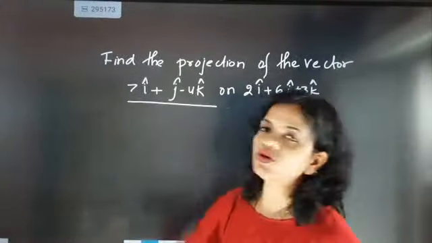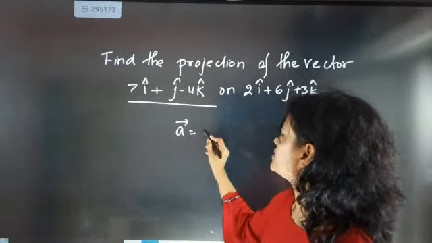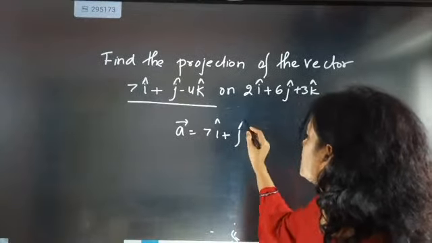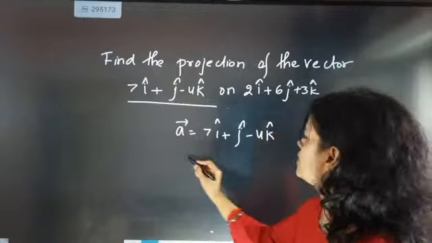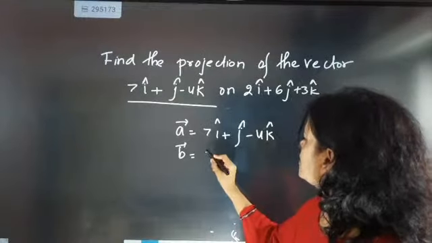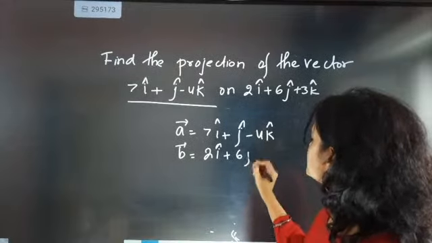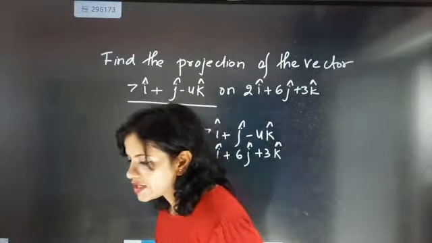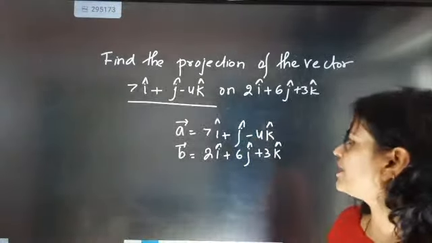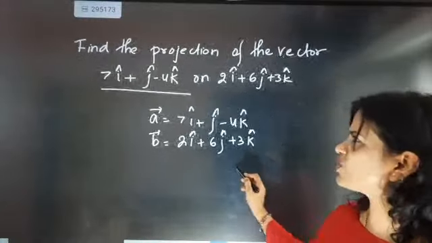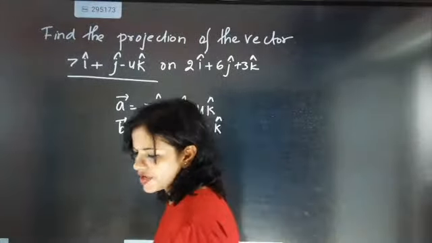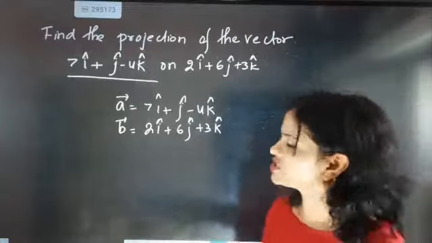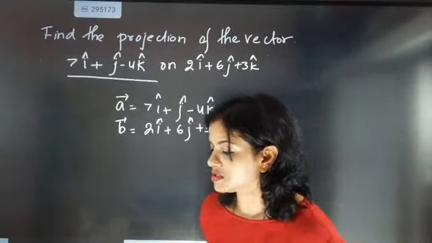So this is exactly going to be a vector. A vector is coming as 7i cap j cap minus 4k cap, and b vector is coming as 2i plus 6j plus 3k. So a and b we got. After getting a and b, just say the answer, because this is the easiest question. It's not a difficult question. There's nothing you have to do. You just have to find the projection of one on the other. So tell me the answer here fast.